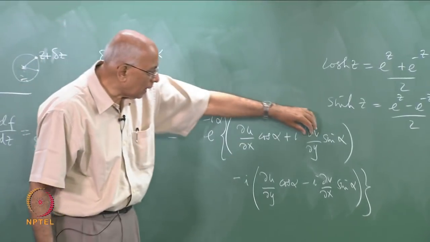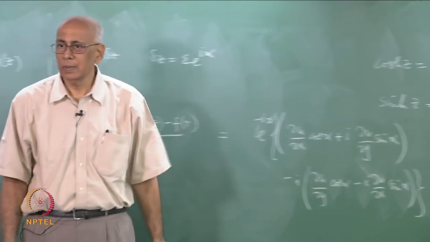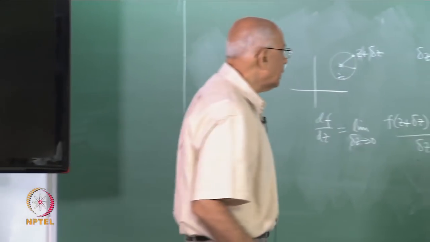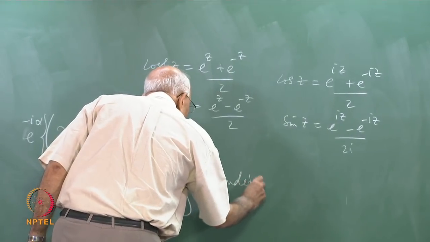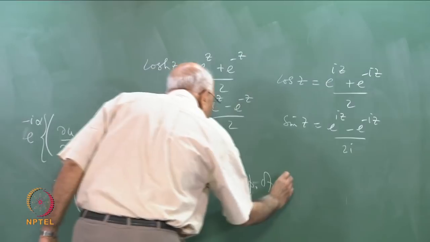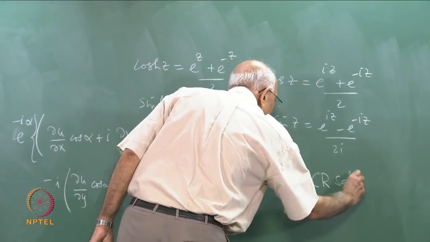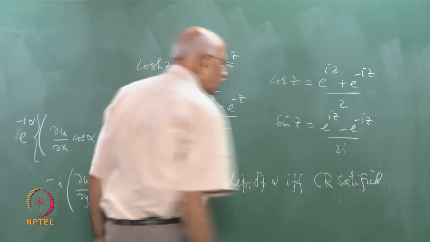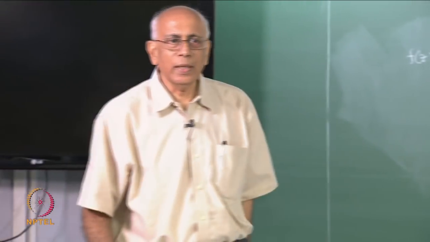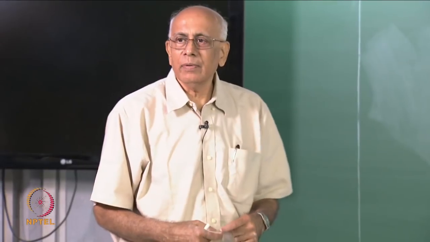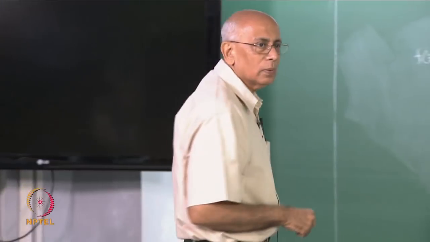If this is equal to that, you take it out of the bracket, you get an e to the i alpha which cancels this, and ditto here. Okay. So this thing is independent of alpha if and only if the CR conditions are satisfied. So that is another way to understand what is meant by analyticity of a function, to say that it has got a derivative and this derivative does not depend on the direction in which you take this limit, epsilon goes to 0.